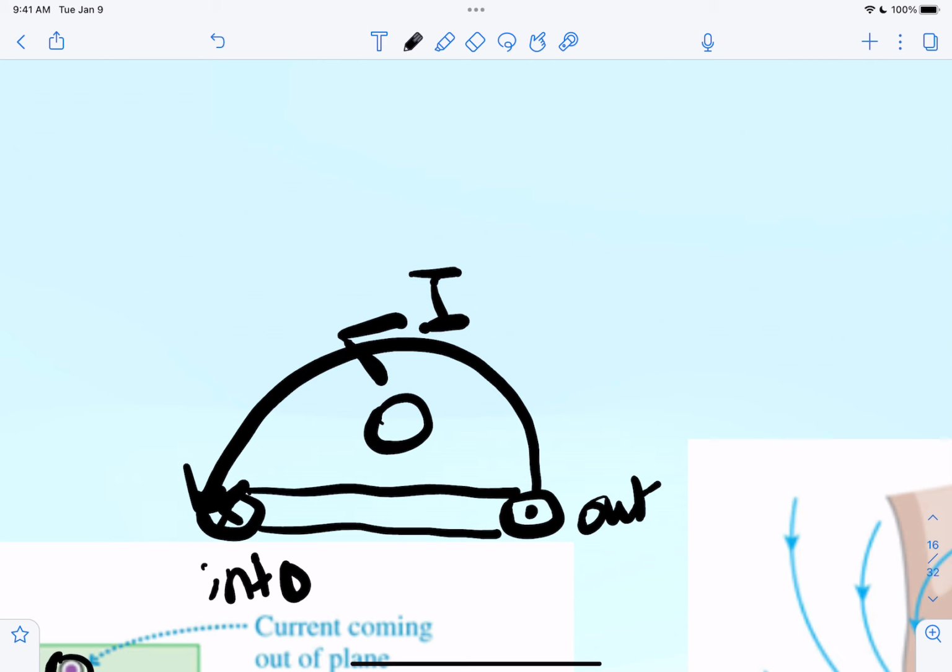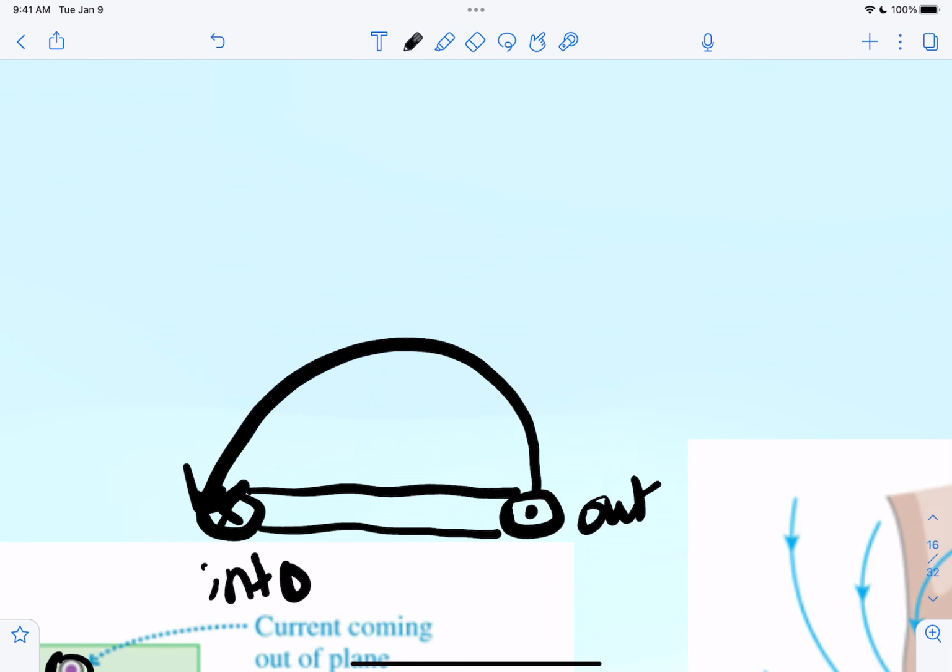I see into. Who else thinks it's out or into? So I think it's out, right? Because your thumb would kind of go this way, right? And forgive my drawing, but your fingers would actually kind of be behind this loop and they would wrap around to go outside of the page in this middle part.